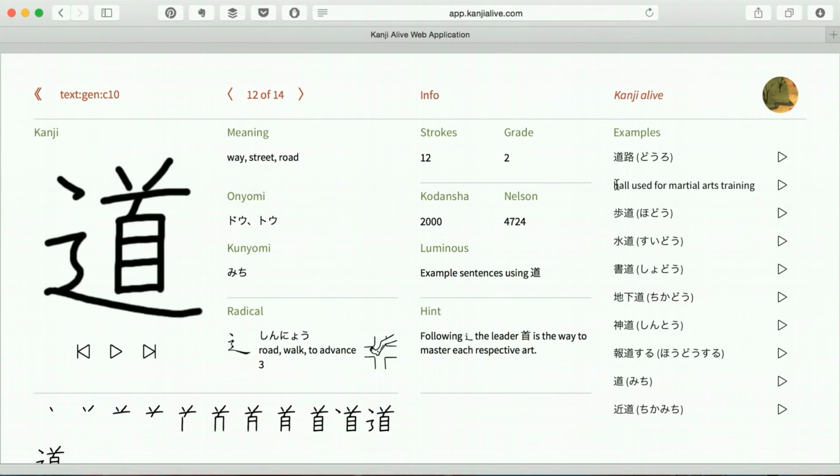So dojo, right, is a dojo, hall used for martial arts training. Suido, plumbing, water supply. Shodo, calligraphy, the way of writing. Shinto, Shintoism, or the way of the gods. Michi means a street. Chikamichi means a shortcut.